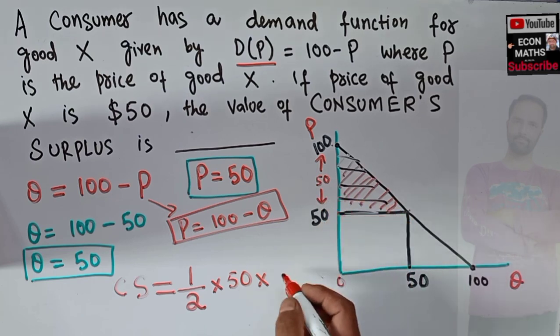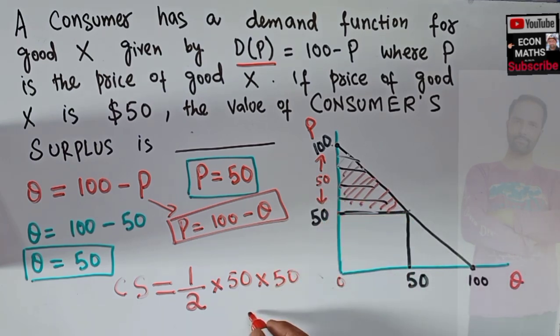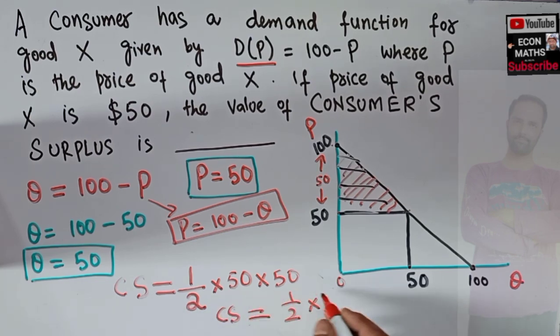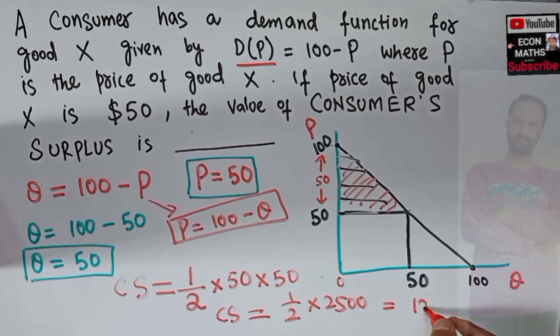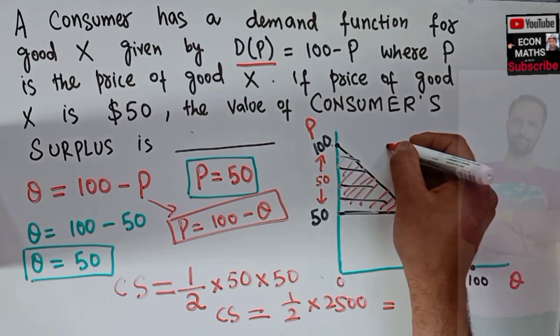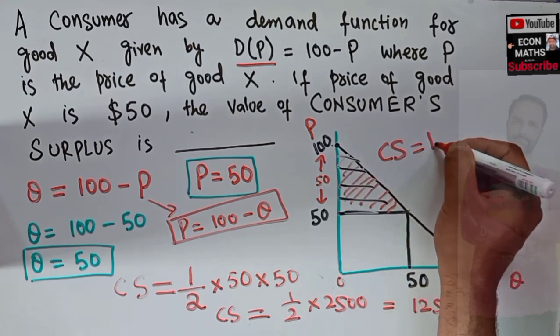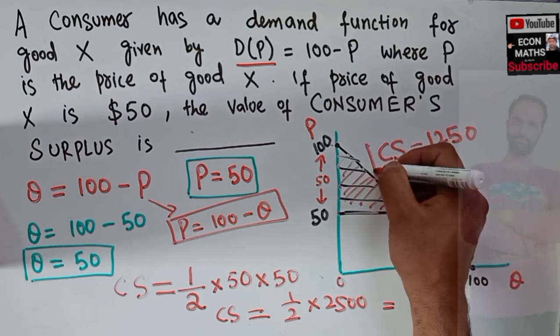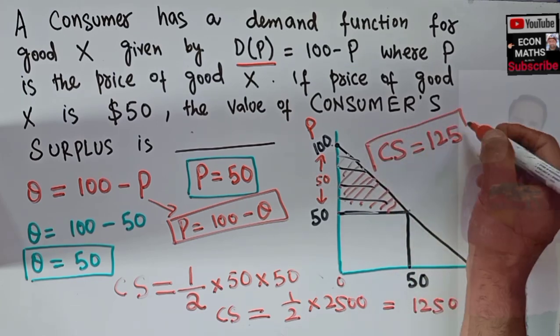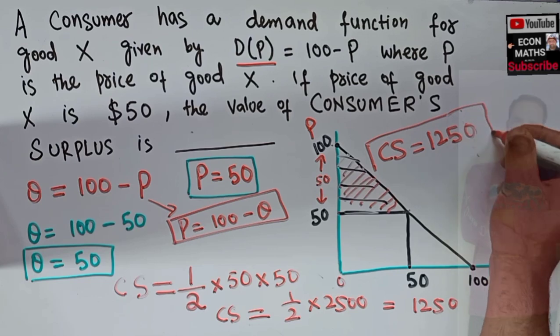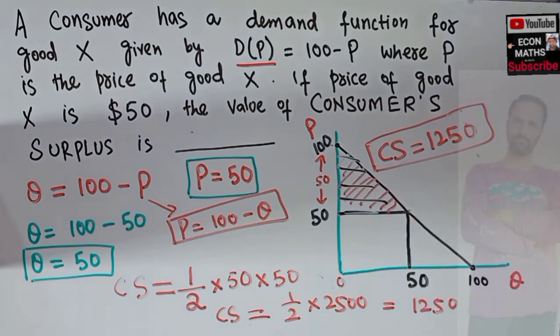So consumer surplus will be equal to, let me write it here, 1 upon 2 into 50 into 50 is 2500. Half of 2500 is 1250. So consumer surplus is equal to 1250. Simple thing. When you have a linear demand function, it is really good to use the graphical method in solving the consumer surplus. It saves time.